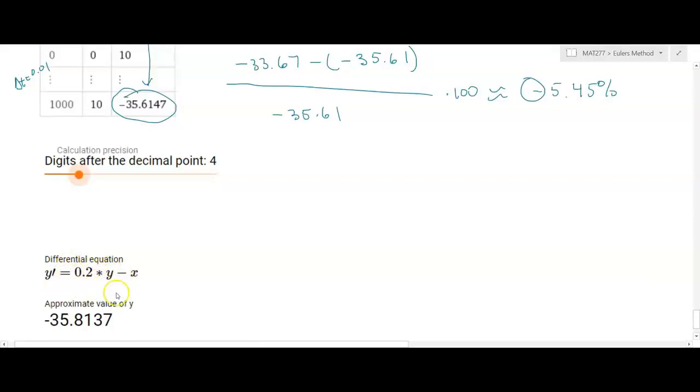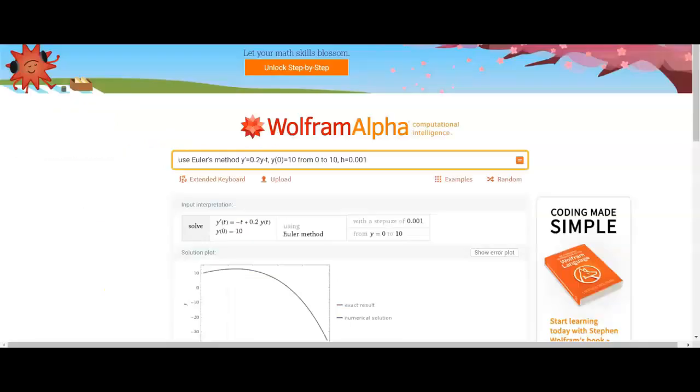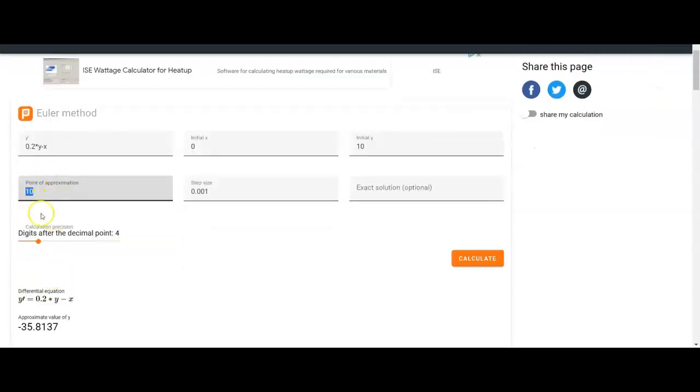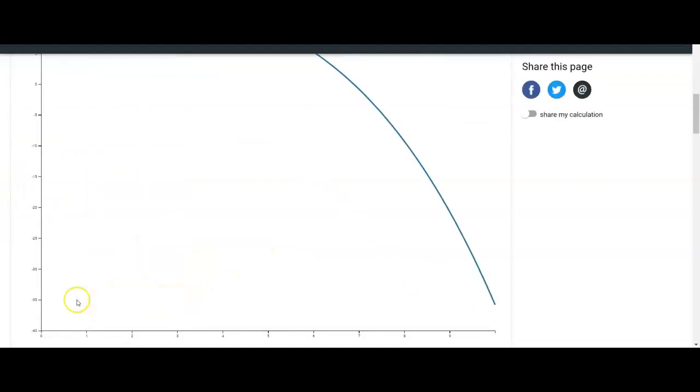So for this equation, I'm actually using a different piece of software. That's this one. You can find many of them on the web. This one in particular allows you to input your differential equation y prime, but you have to use y and x. Initial time is 0, initial y is 10. Point of approximation is what value of time we want it to compute up until. This is the step size, and if you know the exact solution, you can type it in here. But we just go ahead and calculate, and it gives me an estimated y at time 10 of negative 35 point something. So here we go, right there.